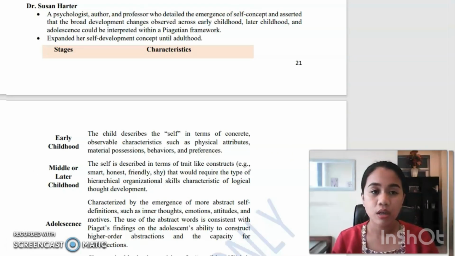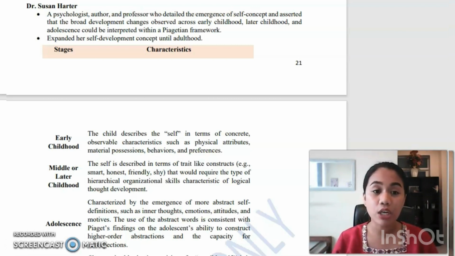So now, let's proceed to Dr. Susan Harter. Dr. Susan Harter is a psychologist, an author, and professor who detailed the emergence of self-concept and asserted that the broad developmental changes observed across early childhood up to adolescence could be interpreted within a Piagetian framework. So for Susan Harter, she expanded the self-development concept until adulthood. She also presented different stages of cognitive or self-development.